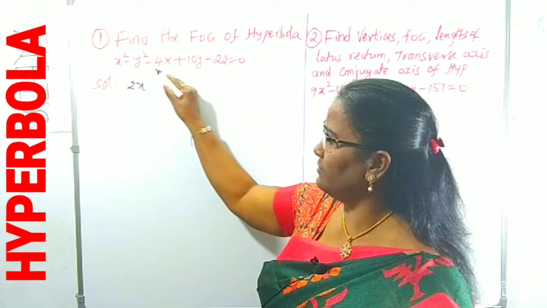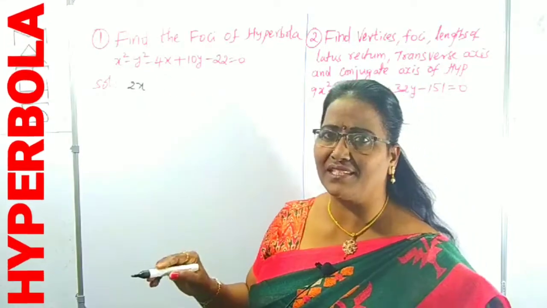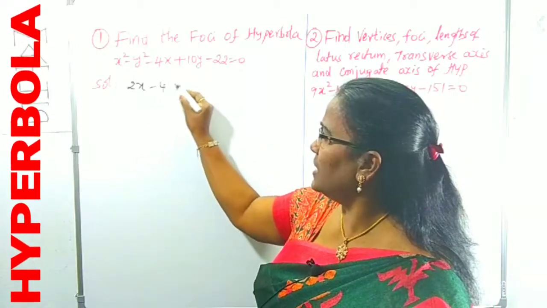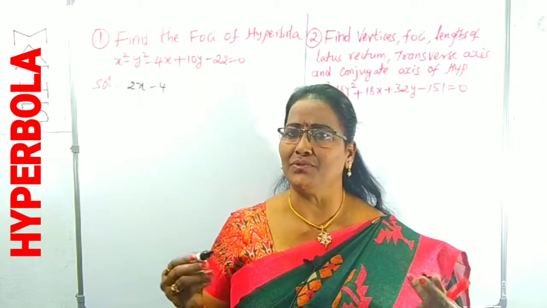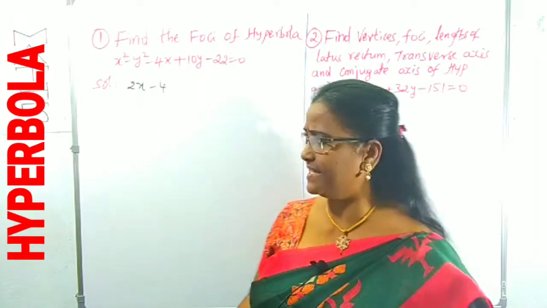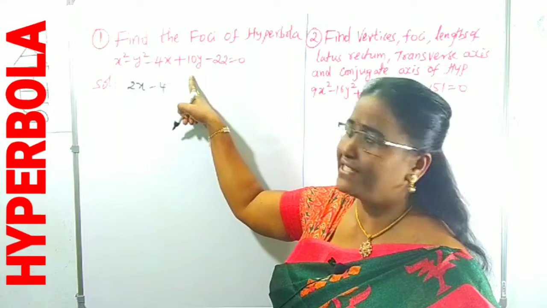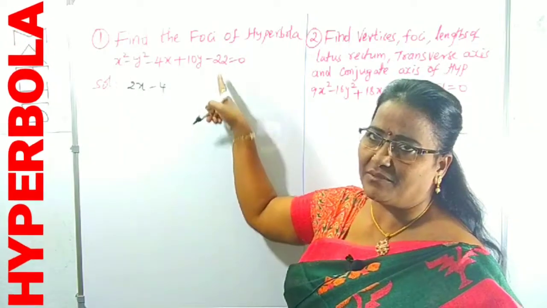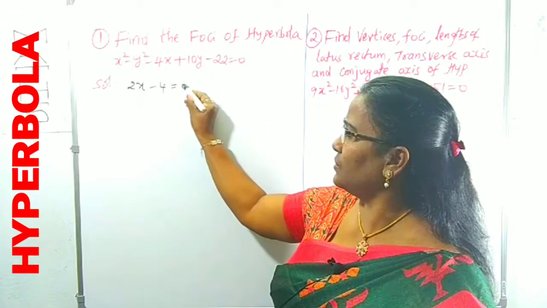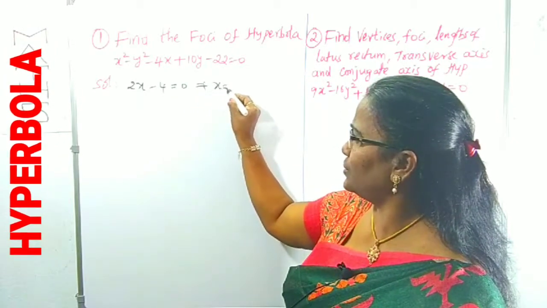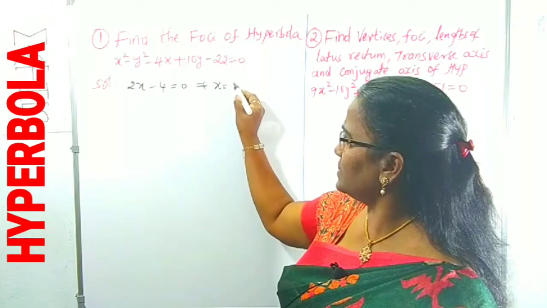Next, minus 4x has derivative minus 4, and the remaining two terms, 10y and minus 22, are constants. I said already that y can be treated as a constant, and the number is already 100% constant. Therefore this one equals 0. From this you can find the x coordinate, that is 4 by 2, which is 2.